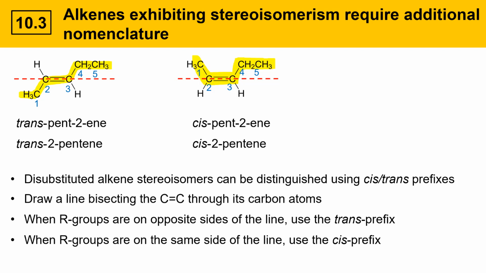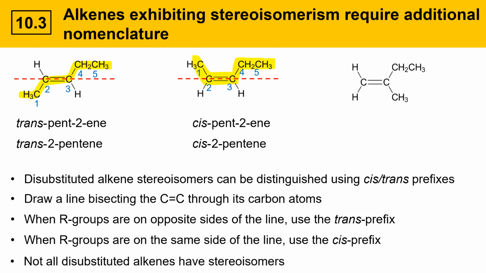Just a reminder, not all disubstituted alkenes have stereoisomers. Here's an example of a molecule that doesn't exhibit stereoisomerism. Here's its longest carbon chain highlighted in yellow, and numbering the chain from the end to give the lowest possible number to the C=C double bond gives this numbering. And the name of this molecule is simply 2-methyl-but-1-ene under the newer rules, or 2-methyl-1-butene under the older IUPAC rules.